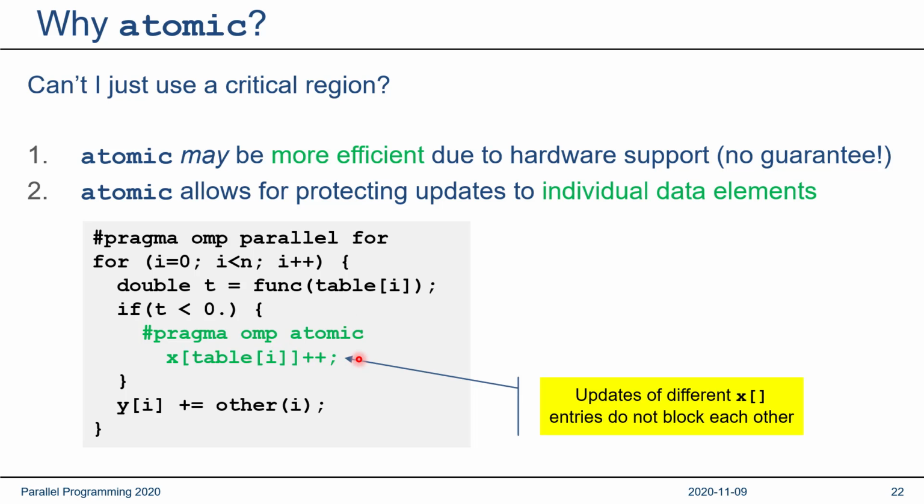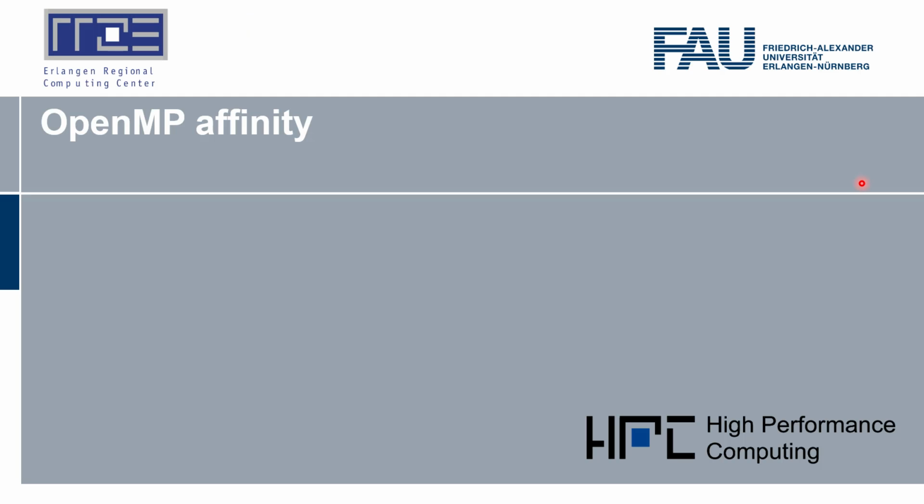Again, remember, there's no guarantee that atomic is more efficient than critical. So in practice, you may not see a difference, but if the compiler and the hardware support it, it may make a huge difference. This almost concludes our beginner's OpenMP toolbox. There's one topic we haven't touched upon yet, and this is OpenMP Affinity.